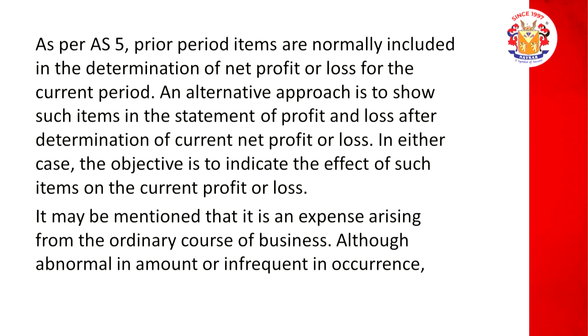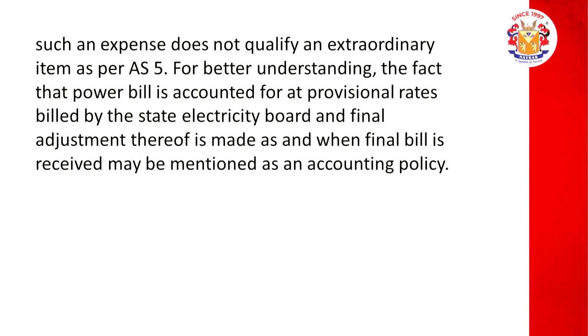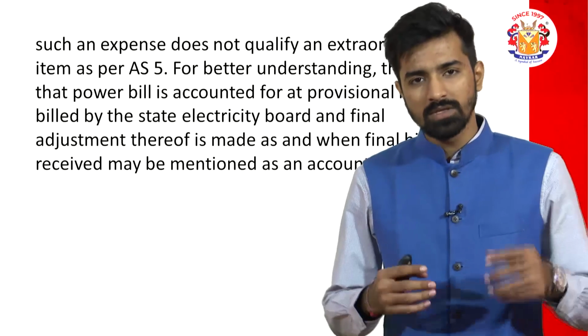It may be mentioned that it is an expense arising from the ordinary course of business. Yes, that's what he discussed. It is an expense arising from the ordinary course of business. However, although abnormal in amount or infrequent in occurrence, such an expense does not qualify as an extraordinary item as per AS 5. For better understanding, the fact that the power bill is accounted for at provisional rates billed by the State Electricity Board, and final adjustment thereof is made as and when the final bill is received, may be mentioned as an accounting policy. So basically what happens is, this is an exceptional item. So it's an exceptional item.